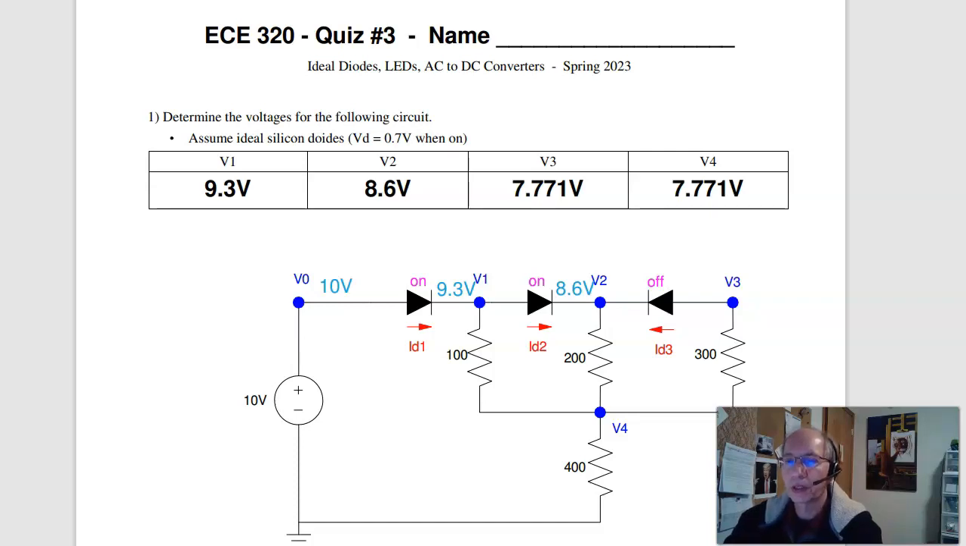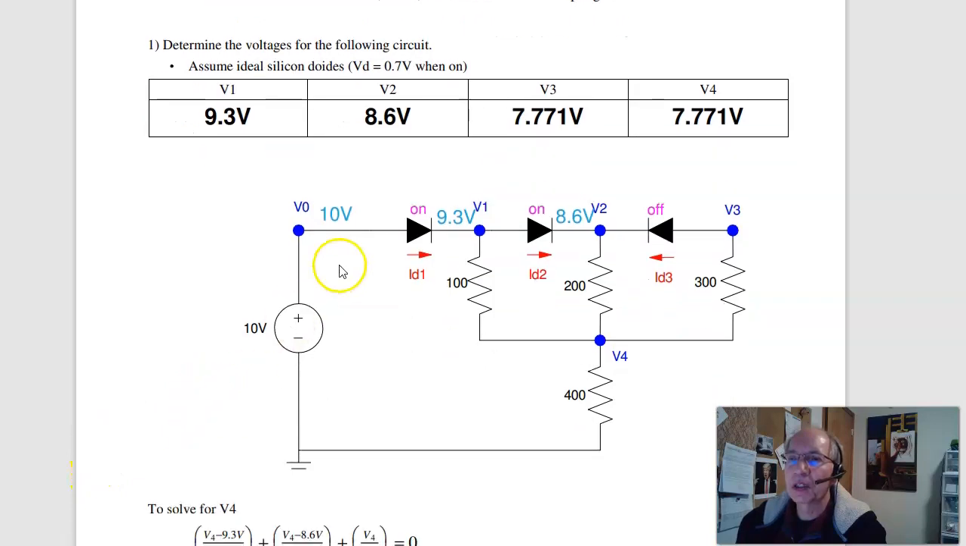Here are solutions to quiz number 3 for ECE 320. The first problem is the same problem that you had back in quiz 2, but now solved using ideal diodes. With an ideal diode, the diodes are either on or off. So the challenge is figuring out which ones are on or off.